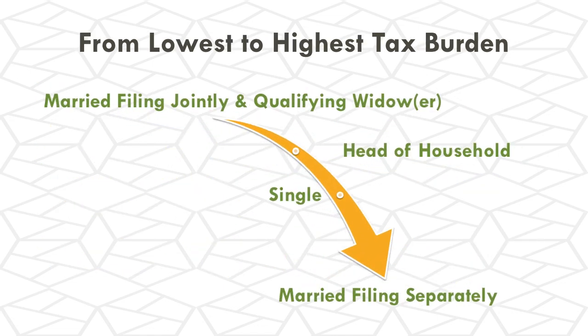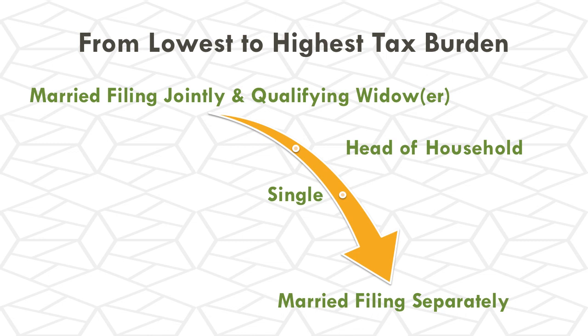This slide shows the filing statuses from lowest to highest tax burden. Okay, so that means from the lowest taxes owed to the highest taxes owed. You're going to want to give the taxpayer the best filing status that he or she qualifies for. So the best filing status is going to be either married filing jointly or qualifying widow or widower. The reason that one's the best one is they have the highest standard deduction amount, which we'll talk about in a later training. Next will be head of household, followed by single, and then last we have married filing separately.